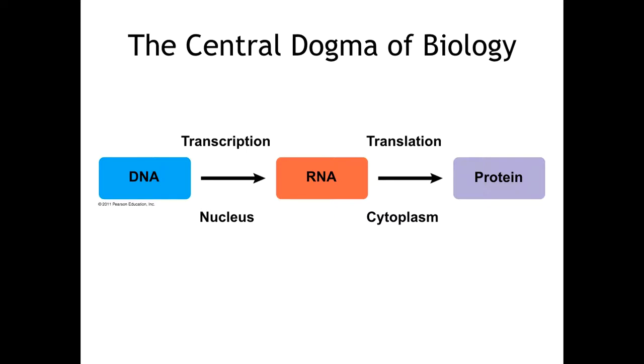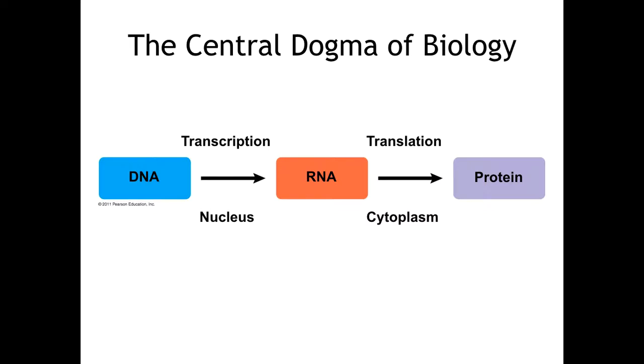textbooks. And the central dogma of biology is that DNA, which is present in the nucleus, always stays in the nucleus. When you need to use a particular piece of DNA, you copy the DNA into RNA in the nucleus through a process called transcription. Transcription means to make a copy.